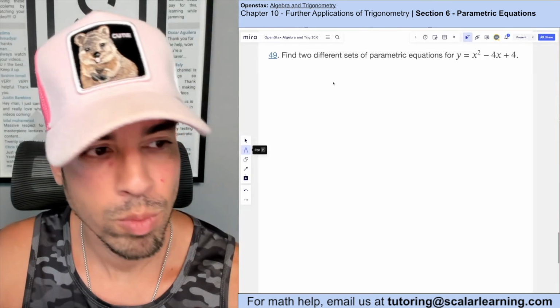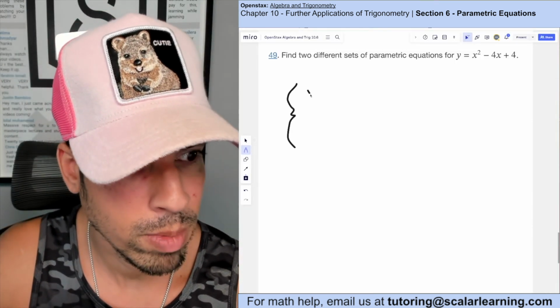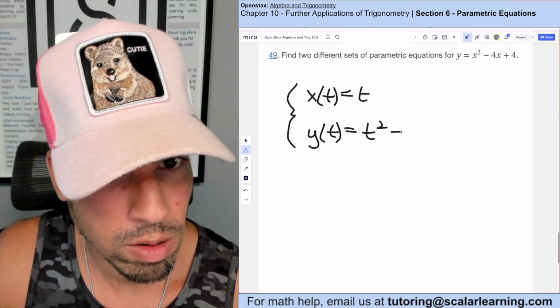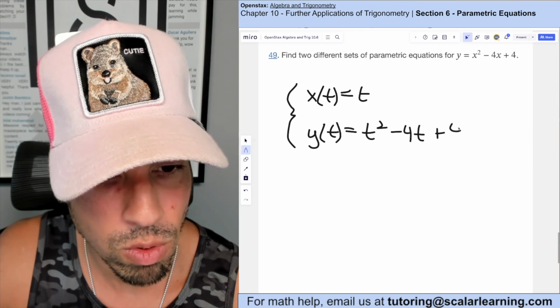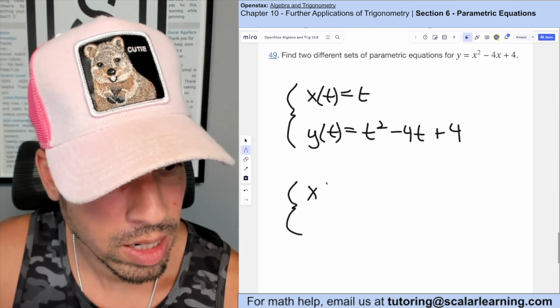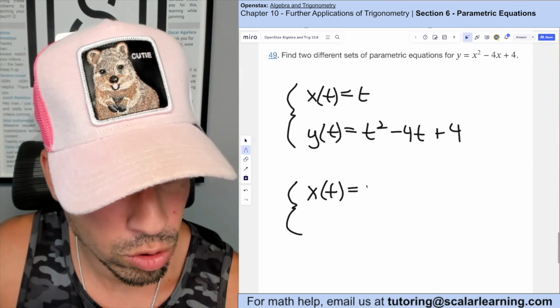Done. So for this one, we're going to start with the easy system of parametric equations, where I'm just going to set x equal to t. So we got t squared minus 4t plus 4. Okay, now let's do a second one, and I'm going to do what they did in the back of the book. I'm going to say x of t is equal to t plus 2.